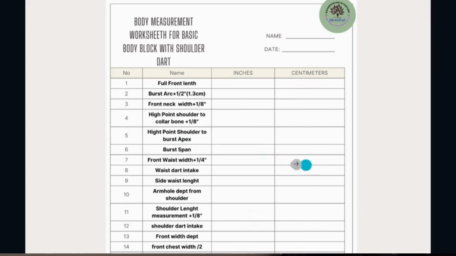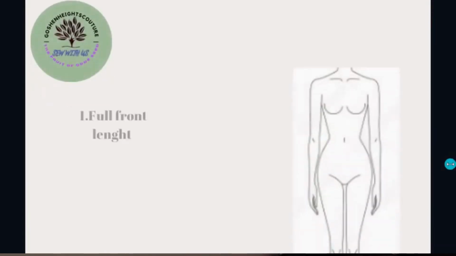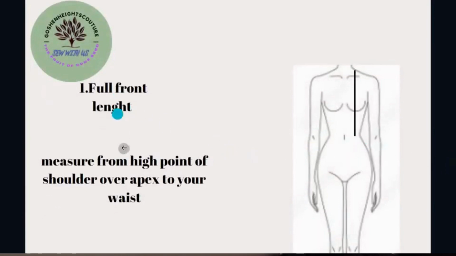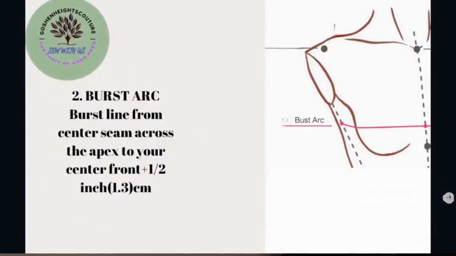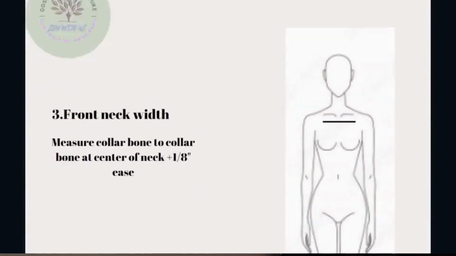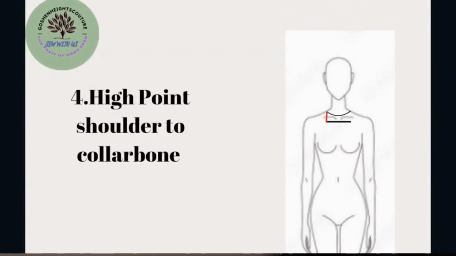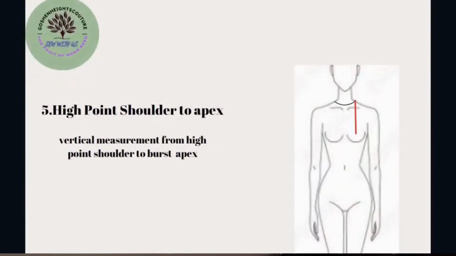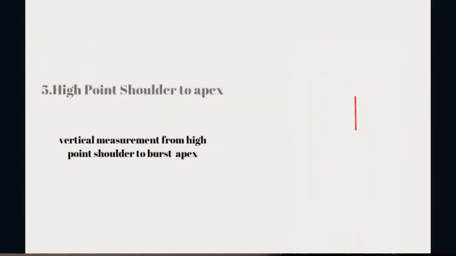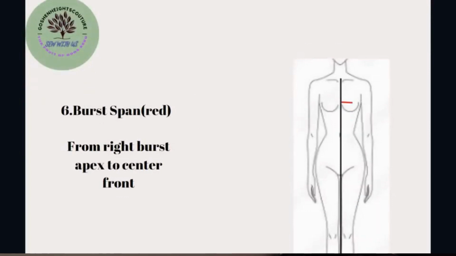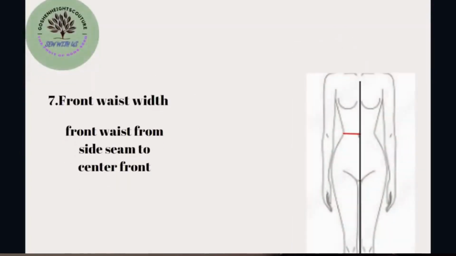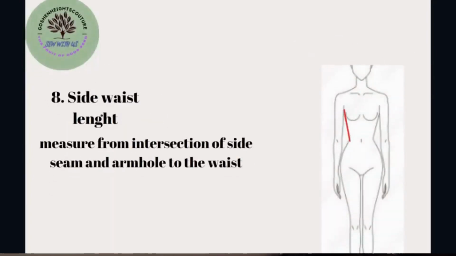Put your name, put your date, and file it. That is for you. And you're also going to get from the download different pictures showing you how to carry out each of those measurements. So I will advise you, the first thing you need to do is to download this. Click the link directly below this video, download this package so that you can follow me step by step as I carry out this pattern drafting of a body block with a shoulder dart.